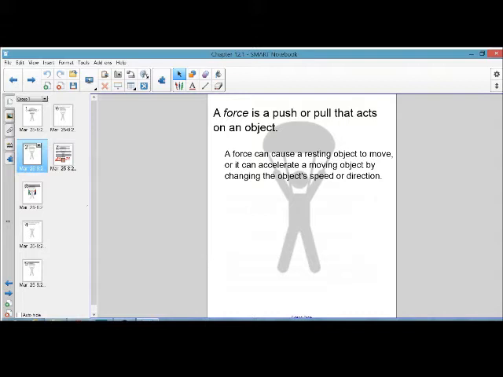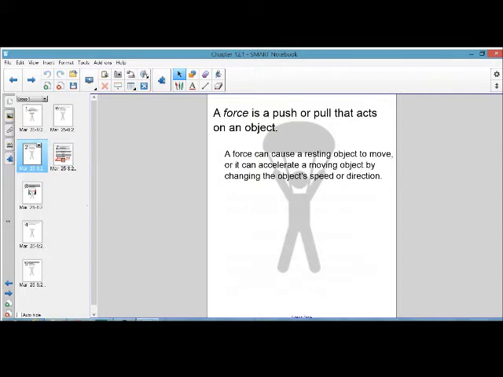So if I have an object at rest, in order to get it to start moving, I have to apply a force. If I have an object in motion, I can only change that motion if I apply a force to it. And if I apply a force, I can get it to speed up, slow down, or change direction.